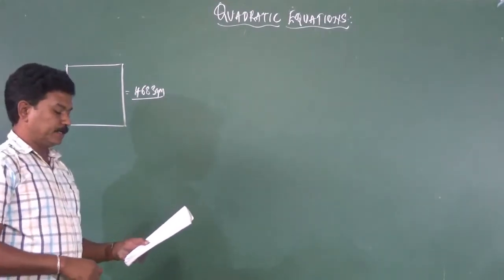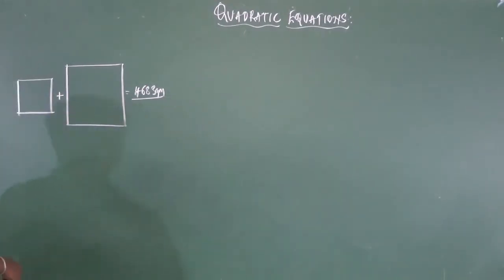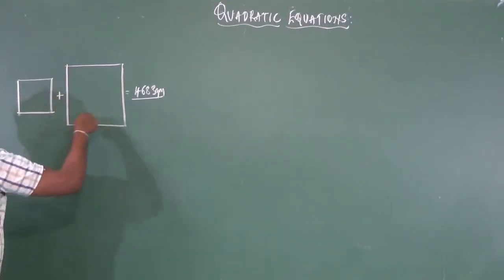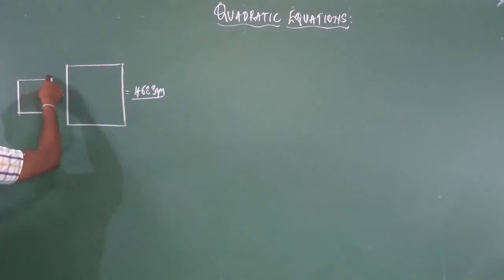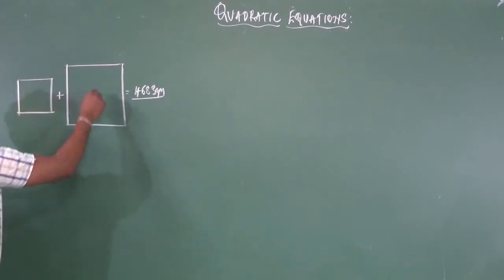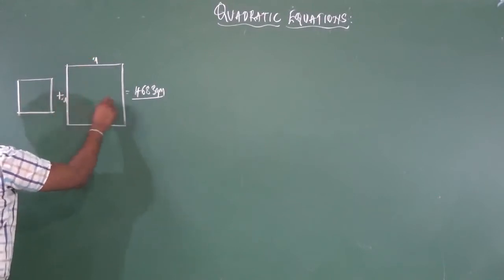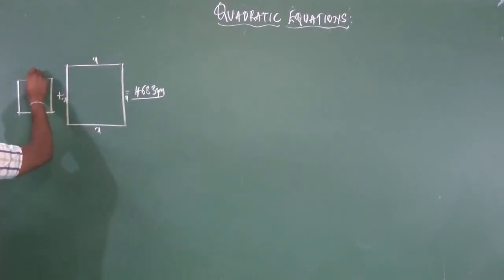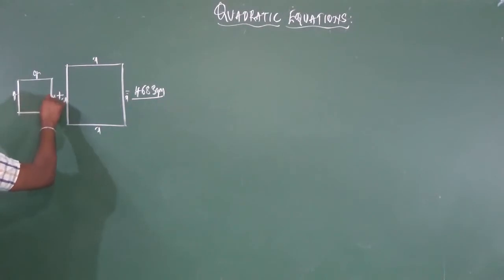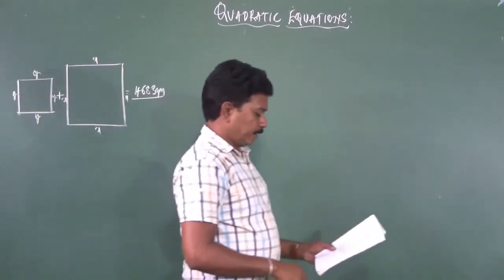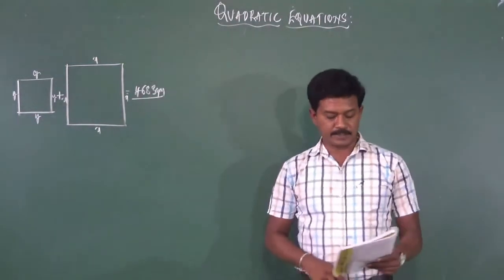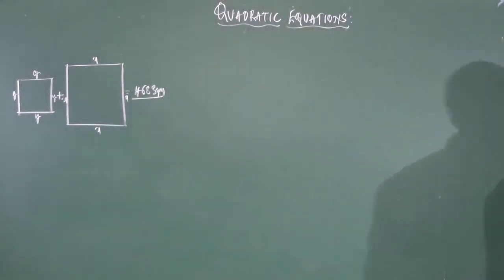Now, if the difference of their perimeters is 24 meters, so here the perimeter of this and the perimeter of this, that is the difference. The difference of this perimeter from this is 24 meters. So let the side of this square be x, x and x. So this will be y, y, y and y. Okay. So now find the sides of the 2 squares. That's the question here, the 11th question.